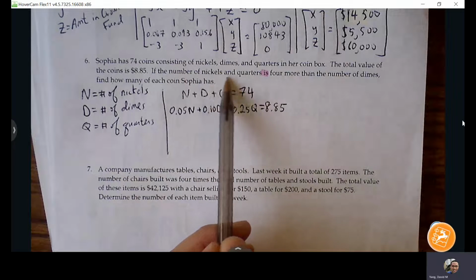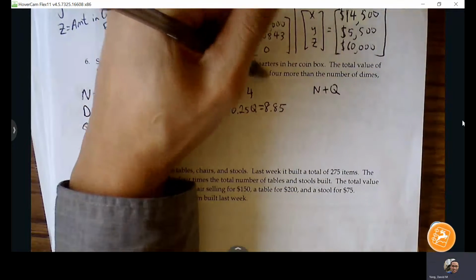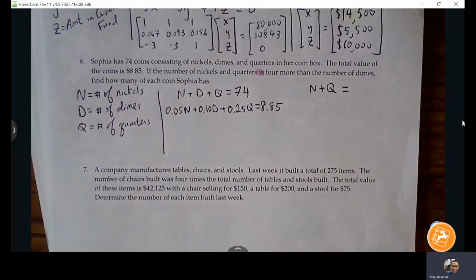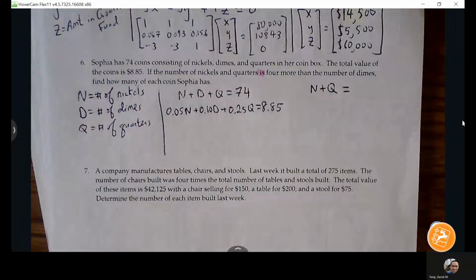So number of nickels and quarters, what's that? N plus Q. The is, you can represent as an equal sign. That's nice. That kind of separates the two parts of the equation. 4 more than the number of dimes. D plus 4 or 4 plus D.